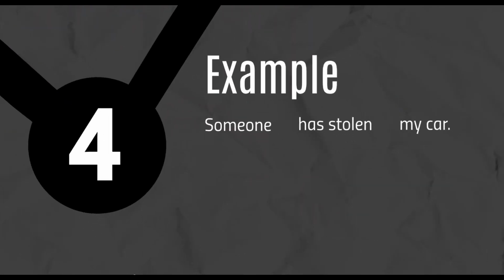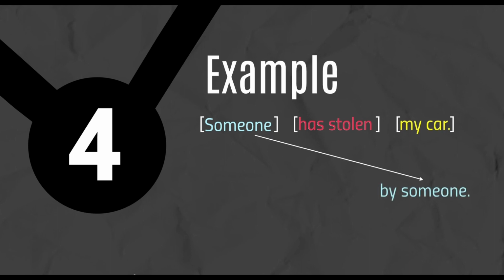Let's see another example. We have a simple sentence in the active voice: Someone has stolen my car. We have three different parts: subject, verb, and object. Someone, the subject, is not really important. We don't know exactly who stole the car, so it can be placed at the end of the sentence. My car is the most important piece of information, so it must be placed at the beginning of the new sentence. What do we do with the verb?